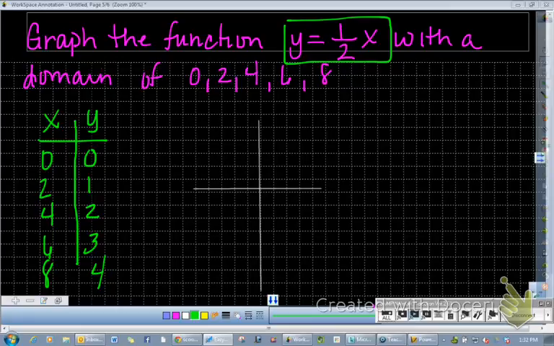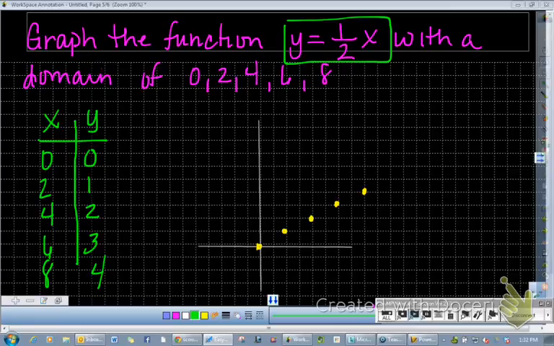Okay, so it's 0, 0, 2, 1, 4, 2. Okay, and again, we do not connect the dots because it gave us a very specific domain for that function. Questions on that? Pretty simple?